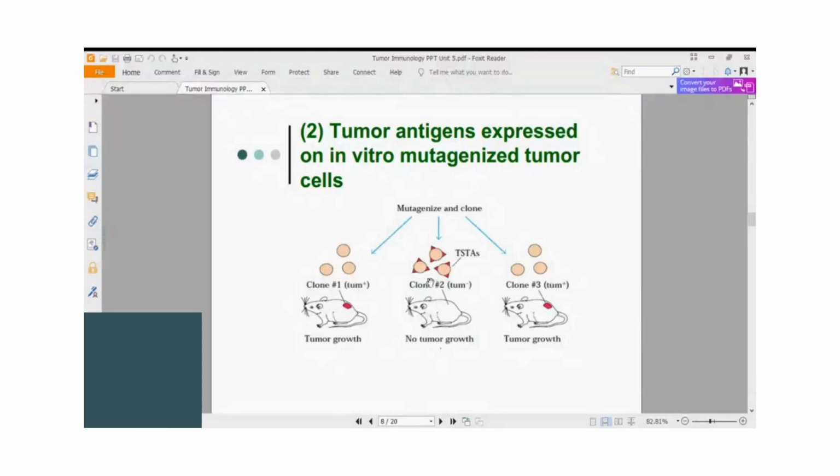That is how tumor antigens behave and are expressed, which gives some added advantage to the tumor cells for growth. And that can be proved through immune response as well as by molecular identification of those antigens.